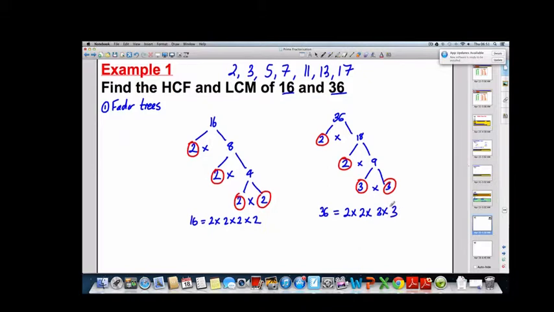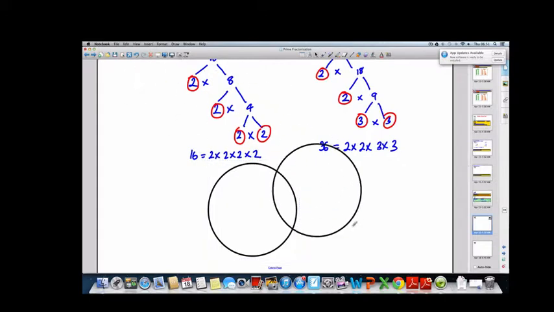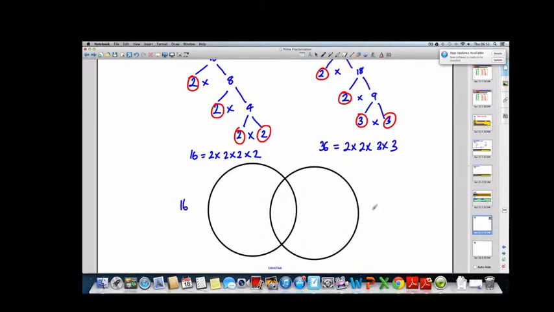So you do step 1, and step 2, all you do, a nice easy step, you draw your circles out. Okay, this circle here is the 16 and this circle here is the 36. Anything in both lists goes in the middle. There's a 2 here, a 2 here. There's a 2 here, a 2 here. And that's all that's shared. And then the 2 and 2 left over here, 2 and 2 go here. And the 3 and 3 go here.